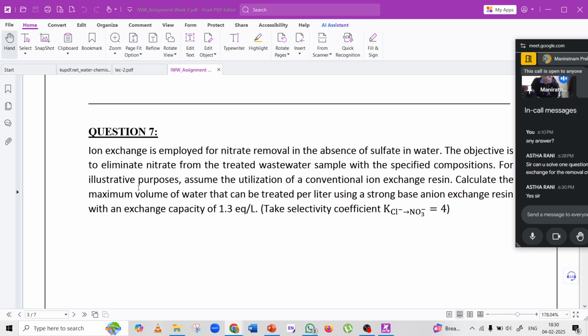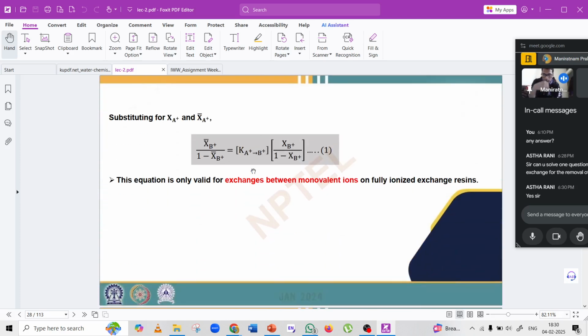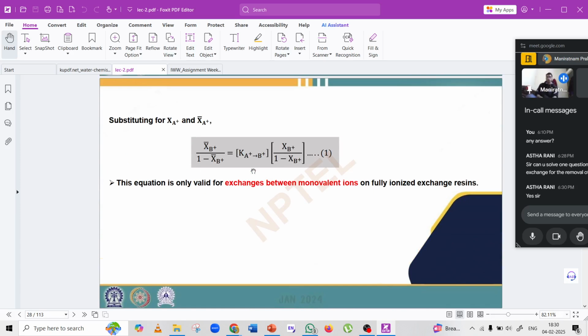Ion exchange is employed for nitrate removal in the absence of sulfate in water. The objective is to eliminate nitrate from a treated wastewater sample with a specified composition. For illustrative purposes, assume the utilization of a conventional ion exchange regime. Calculate the maximum volume of water that can be treated per run. So this question is directly from your lecture notes. For solving this question, you have to know two or three things.